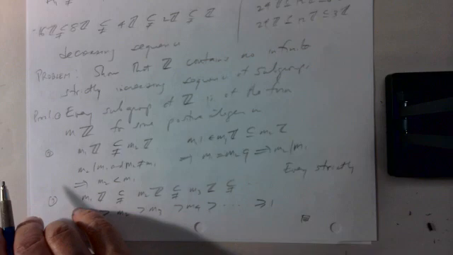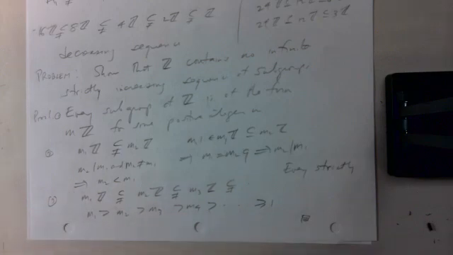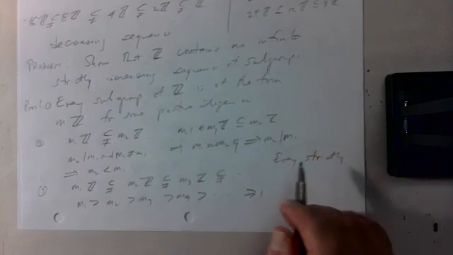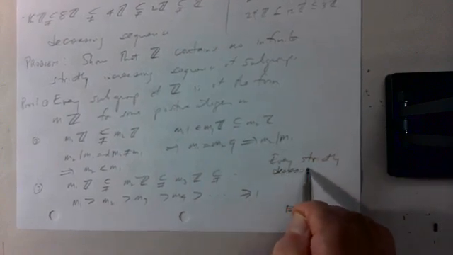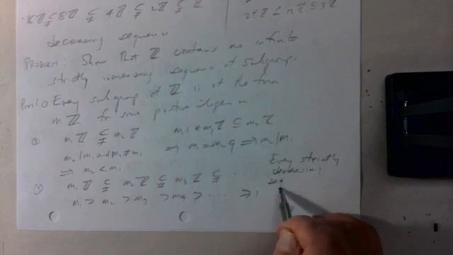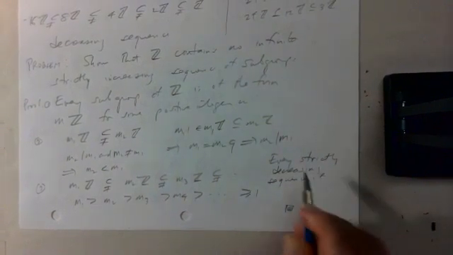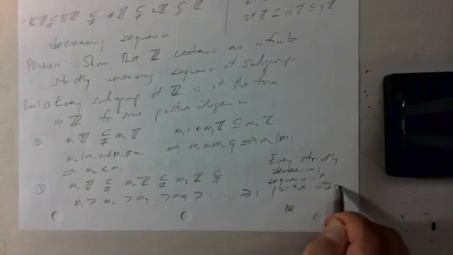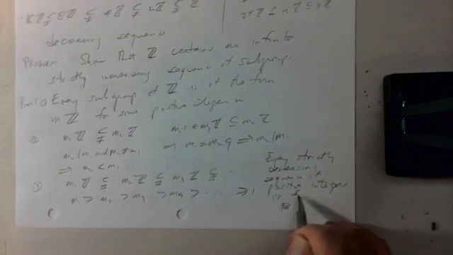I had one more question on permutations. Wait, just one second. Every strictly decreasing sequence of positive integers has to be finite.